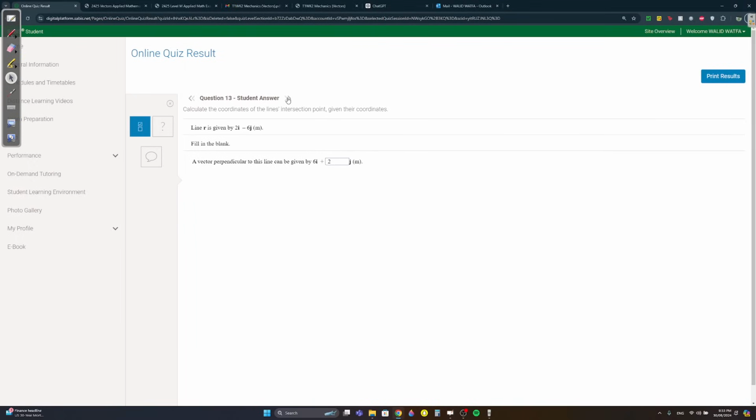Question 13. Okay, line R is given by 2i minus 6j. What is a vector perpendicular to this line? Okay, remember, when you see perpendicular, they asked about it 2 times in this quiz. I'm sure they will bring it once.